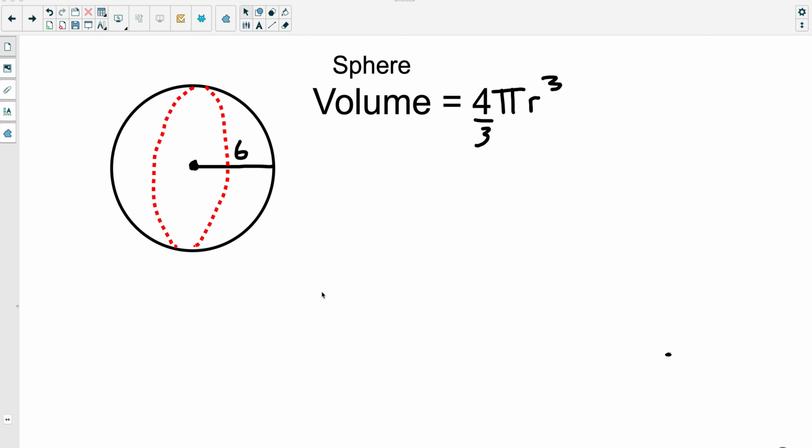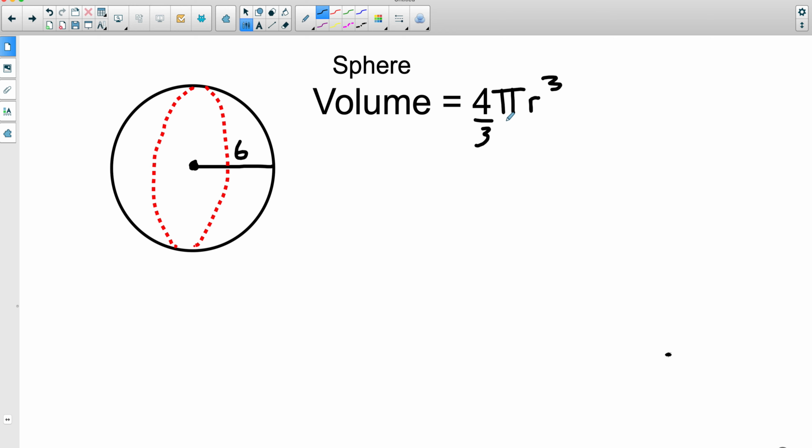This is just showing you how to find the volume of a sphere. The main thing you need to know is your radius. So the formula is 4/3 pi r to the third power.